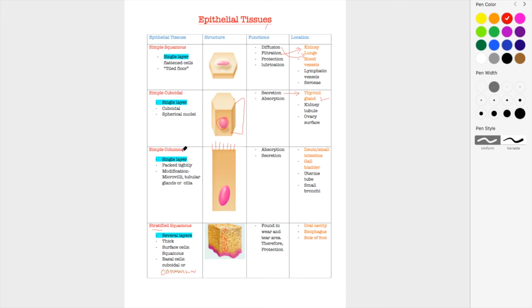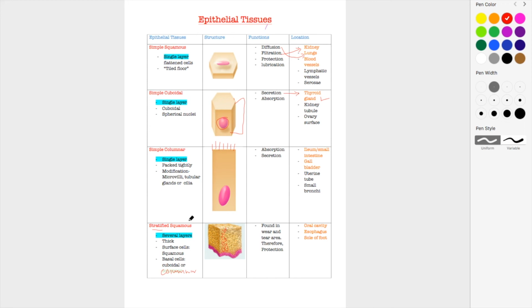Simple columnar. It is also single layered. It looks like a column. It can have modifications of cilia or microvilli, or tubular glands kind of scenario. And function is here. And they are located in the ileum or small intestine mainly, and in the case of the gallbladder also. These are the two places you definitely need to know.